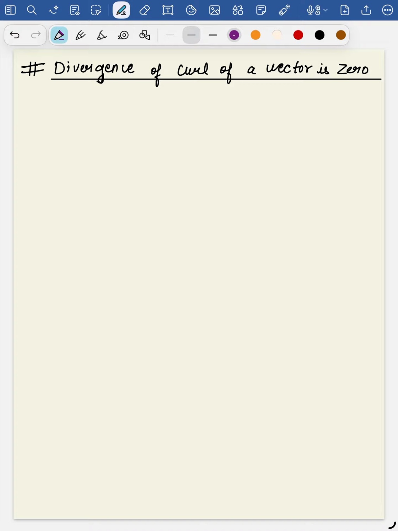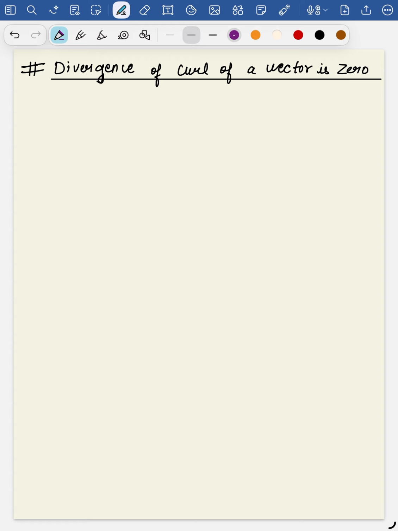So in the last video we have learned about gradient, divergence and curl. Gradient is when a del operator operates on a scalar function. Divergence is when a del operator operates on a vector function via dot product. And curl is when a del operator operates on a vector function via cross product. So in this video, we will learn about two important properties with the combination of these three.